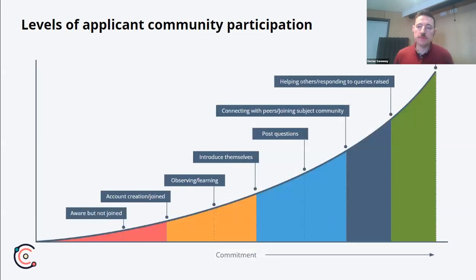So in terms of participation in community, if we go from the left, we have a prospective student, an applicant, or an offer holder who is unaware that this community exists. So what we're doing is we're inviting them to join. Now, this participation curve maps their engagement over time. What we try to do as community builders is to move applicants or offer holders along this curve so they become more engaged members.